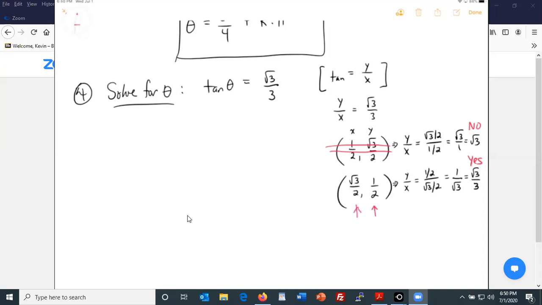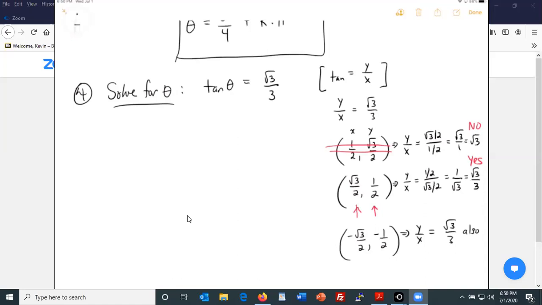and 1/2 second. Now, can you think of another point that will also give me positive radical 3 over 3? How about this? Would this work? Would that give me the same answer? Yes, because negative divided by negative would also give me positive. So when I'm looking for points in the unit circle, I do have to do a little bit of mental math to figure out if it's the right set of coordinates or not. So this will equal that value also.